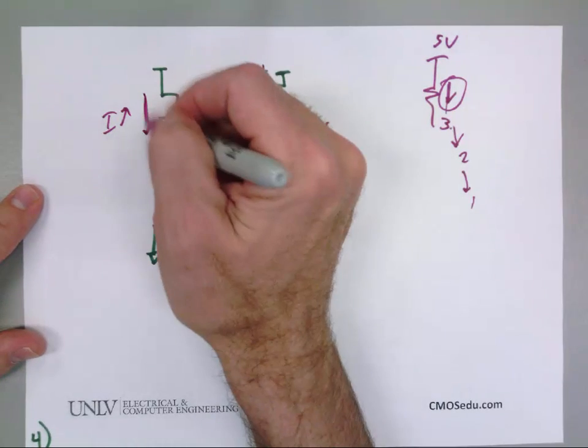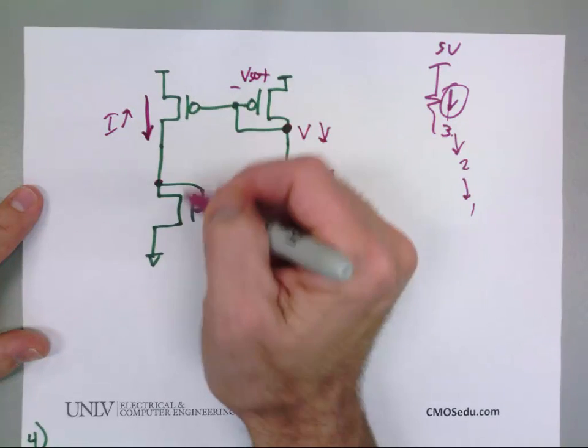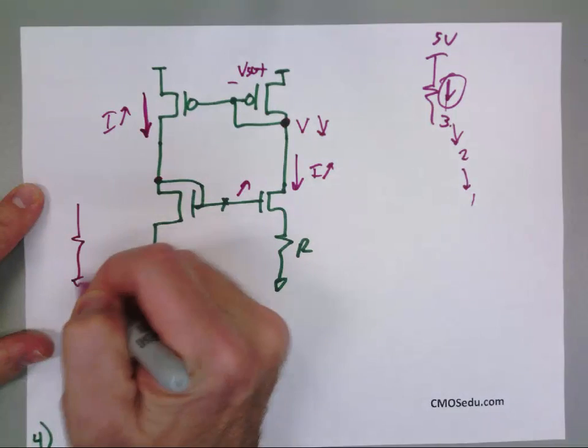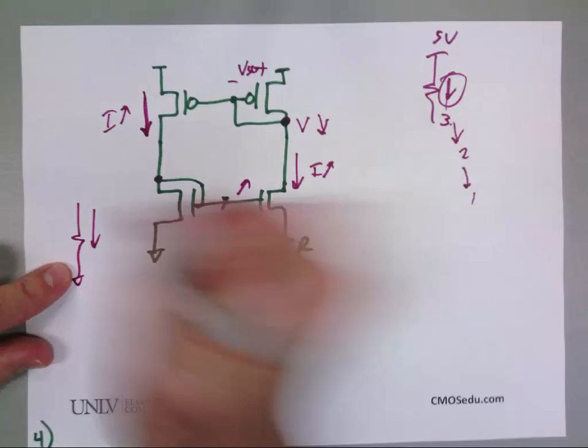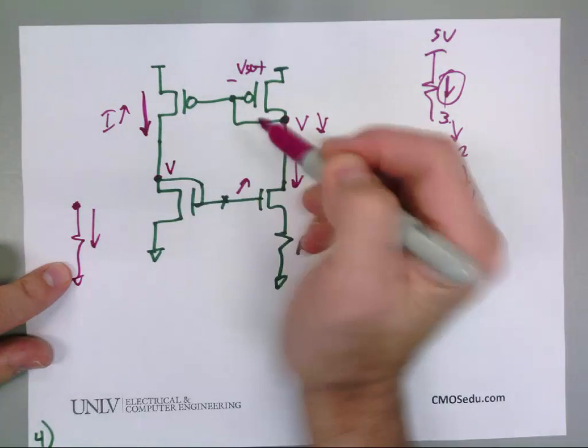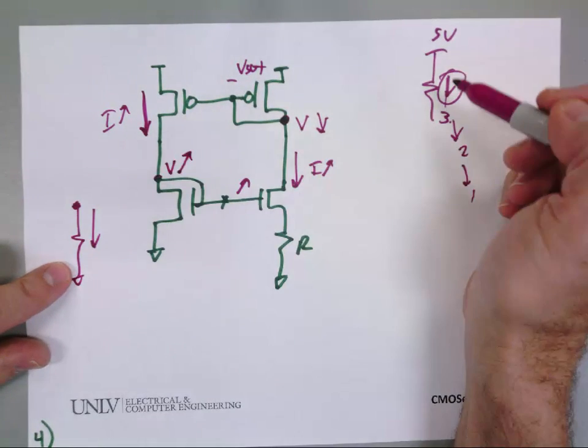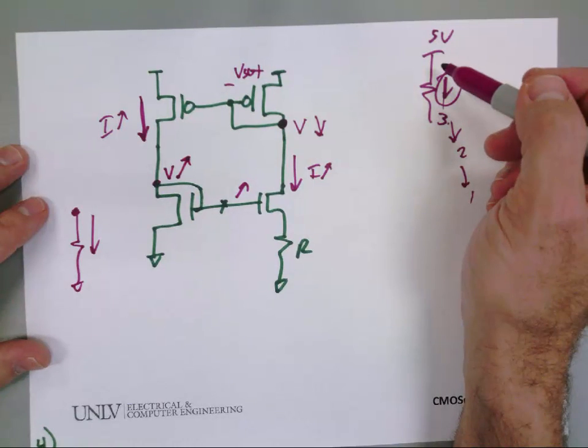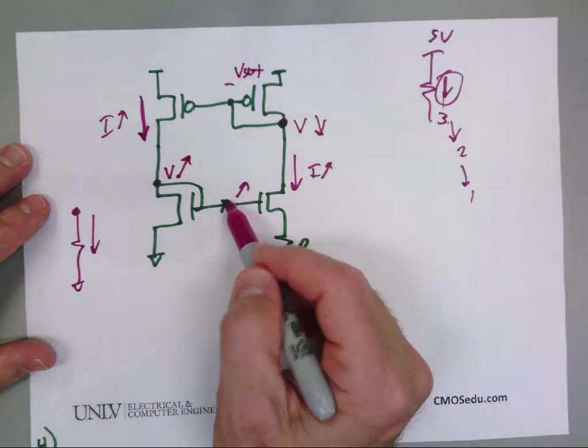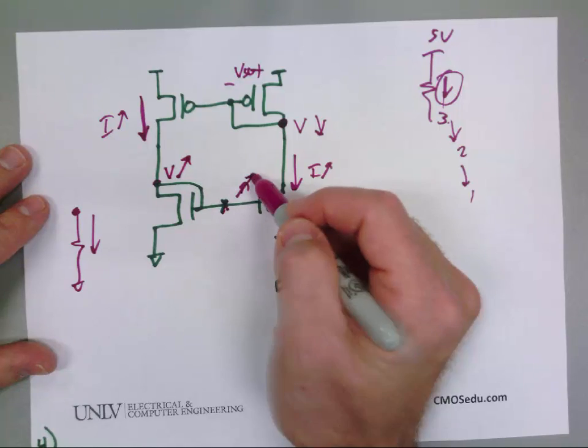If I increase the current that's flowing in this side, if I increase the current that's flowing through the resistor, what happens to the voltage here? It goes up. Does everybody see that? Now if I connect this back up, that causes this to go up.